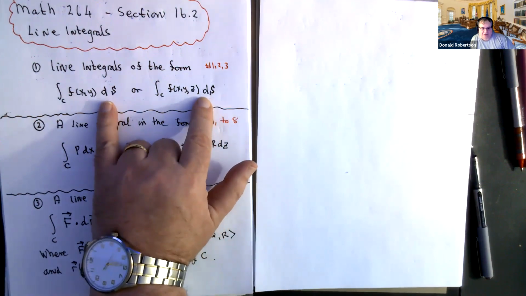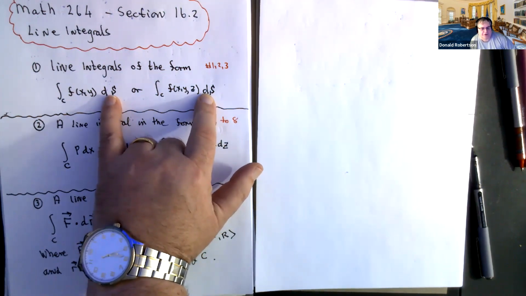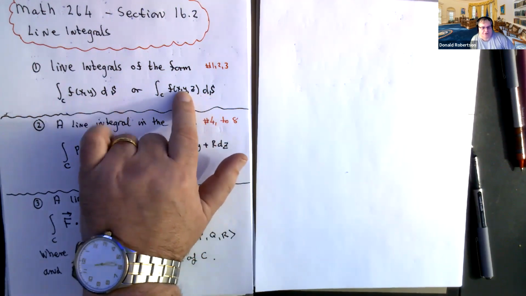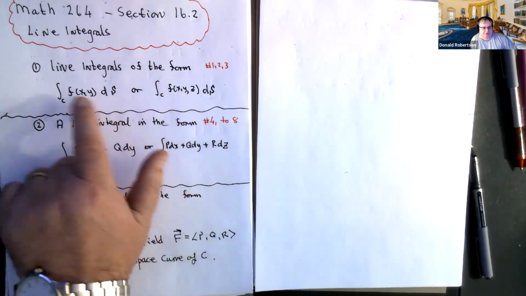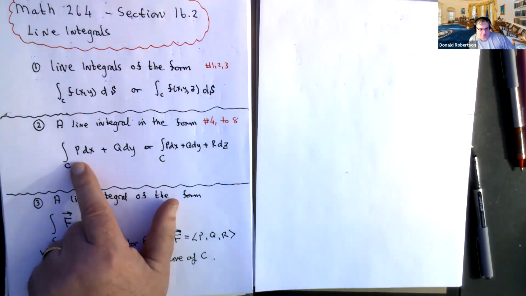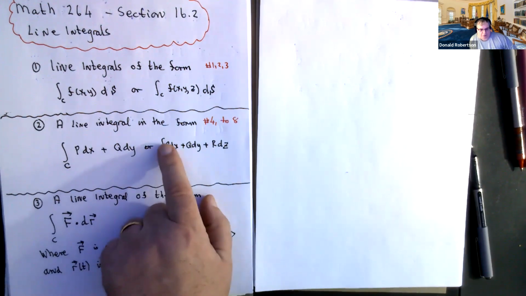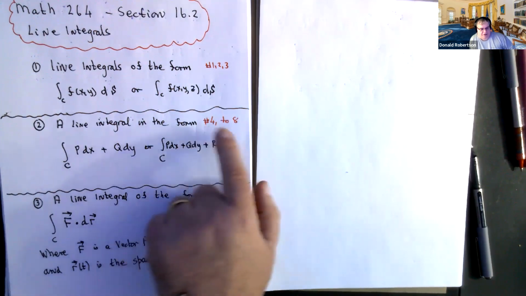The key is that they have a thing called ds. Do you see that? So we're differentiating across the surface, I believe, when you see that. And you're saying, what is the surface? Whatever this thing is, the surface. That's what I believe it means. Then you get line integrals that look like this. P dx plus Q dy, or P Q R, the 3D version.